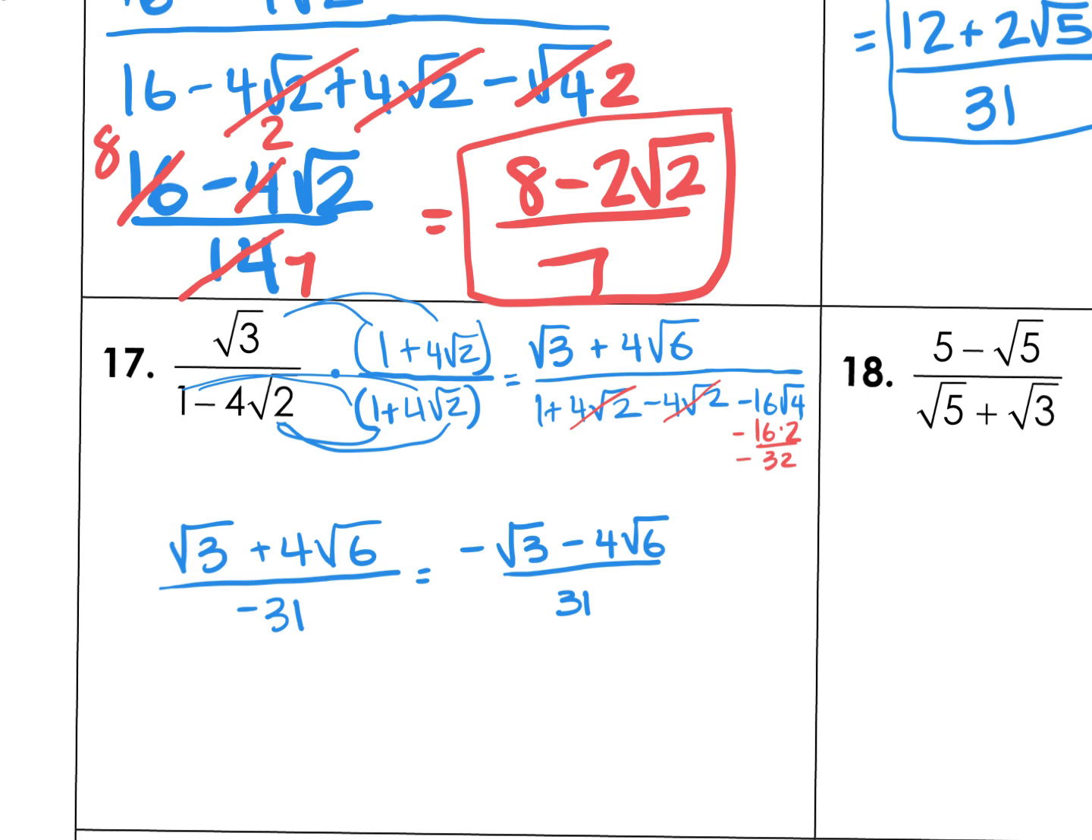So you can, if you have a negative in the bottom, just go through and change all of your signs. So notice I had a plus on the top and a minus on the bottom. I changed it to minus, minus, and plus. And that will simplify your fraction completely.